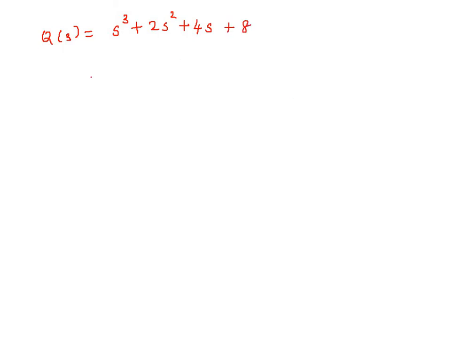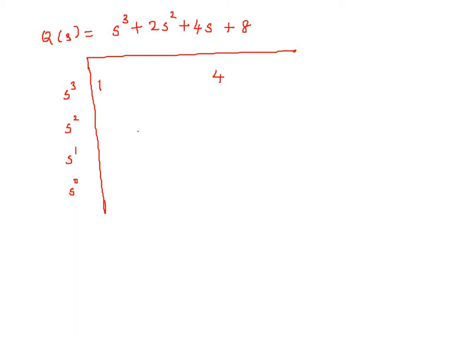So the first step is we have to find the Routh table starting from s cube, s square, s raised to 1 and s raised to 0. First we can write the coefficient of s cube, 1. Next alternate element is the coefficient of s raised to 1, that is 4. Now the coefficient of s square is 2 and the coefficient of s raised to 0 is 8.